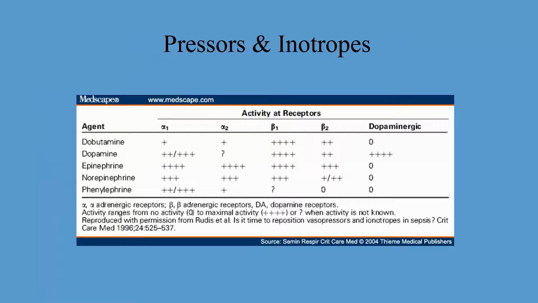All right, now moving on to pressors and inotropes. We're looking at the adrenergic agents, and certainly dobutamine, primarily a beta agent, dopamine, alpha, beta, and dopamine effects, epinephrine, alpha and beta, norepinephrine, mostly alpha with a little bit of beta, and phenylephrine, it's pretty much pure alpha with very little beta effect.